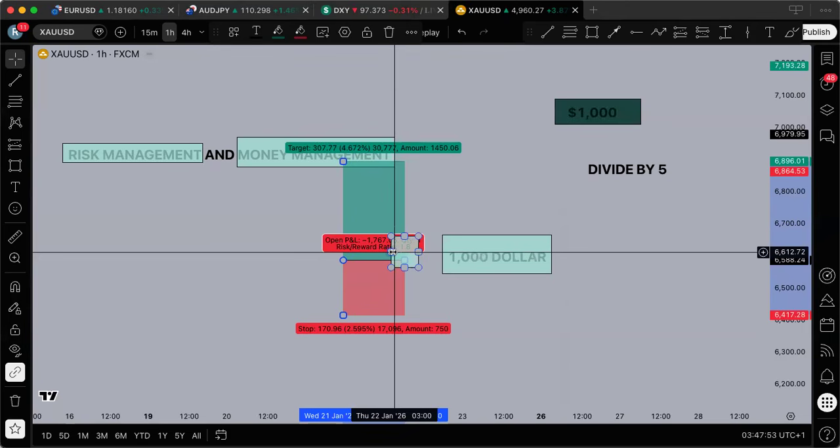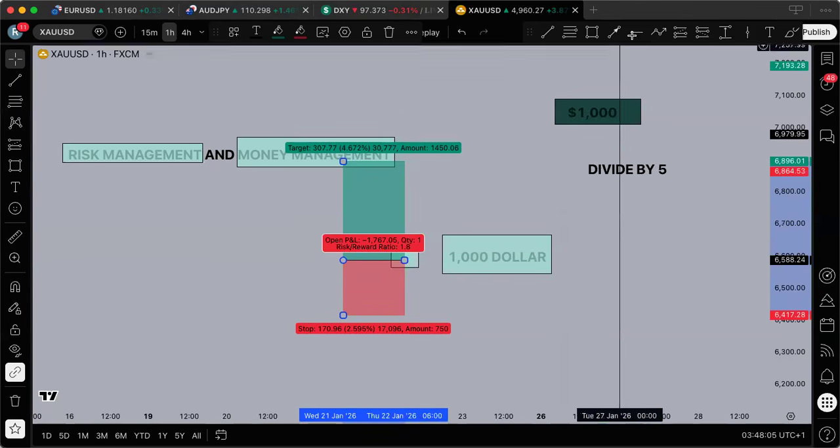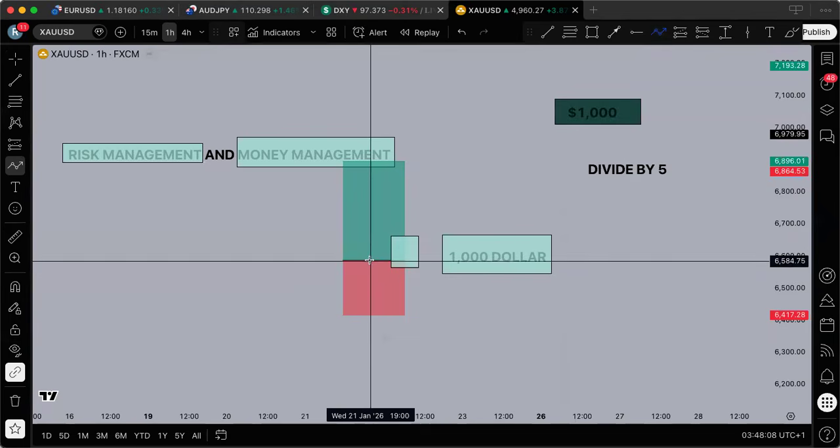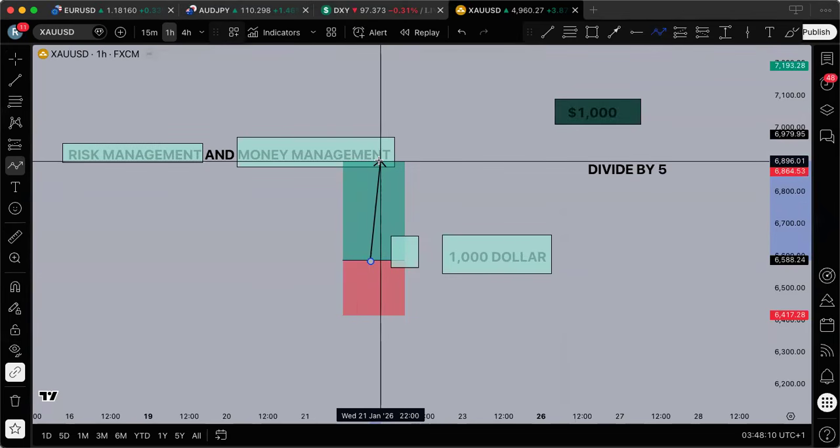So guys, for example, let's say I risk something like $1,000 on this trade. 1,000 times 1.8. That's $1,800. That's if this particular trade smashes my TP. If this smashes this TP, I'm going to gain $1,800.